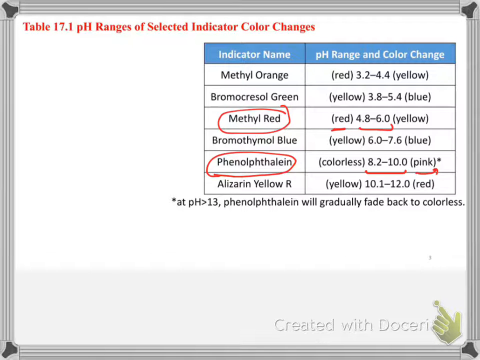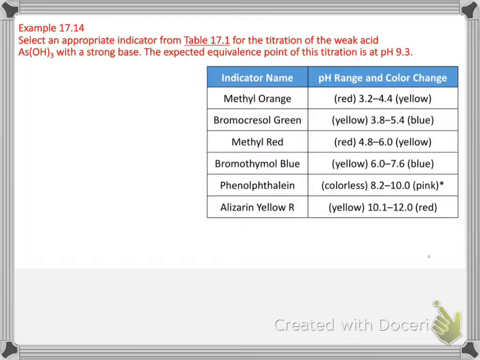So you do not have to memorize these indicators. The list of these indicators along with their pH range and color change will be given to you, but you can have a question in the test, like example 17.14, and the simulated lab attached with this week's work will also help you to understand the role of these indicators better. So the question is, select an appropriate indicator from table 17.1. This is table 17.1 for the titration of the weak acid with a strong base.